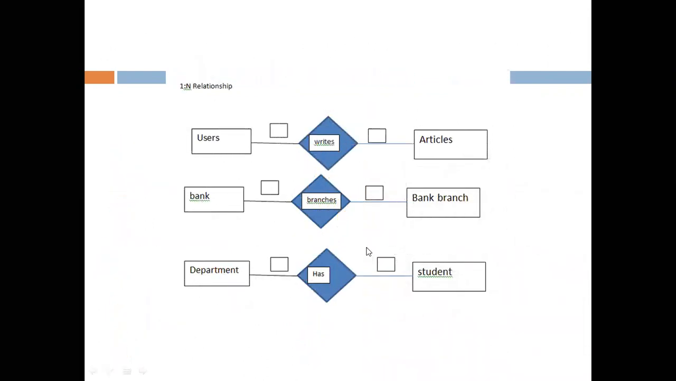Here are some more examples of 1:n relationship. User and article: one user can write n articles. This is a 1:n relation. In the same way, bank and bank branch: one bank can have any number of branches. That is 1:n. Department and student: one department can have n students. This is a 1:n relationship.